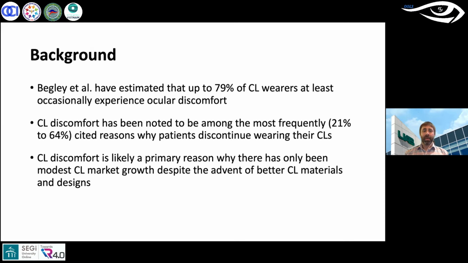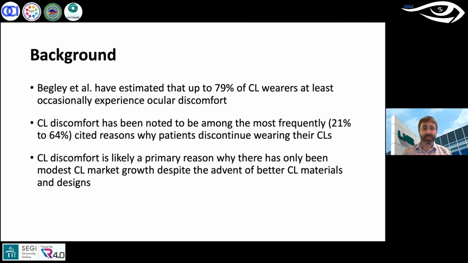So it's pretty well known that most contact lens wearers have some discomfort. A seminal study from Begley found that about 79% of contact lens wearers have at least some discomfort. That doesn't mean that they're uncomfortable all day, but they just notice some symptoms throughout the day that are bothersome. And some people, of course, have symptoms the whole day, and we'll go through some cases about that as we go forward today.